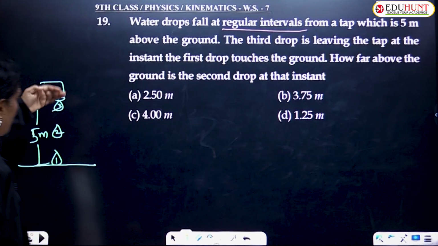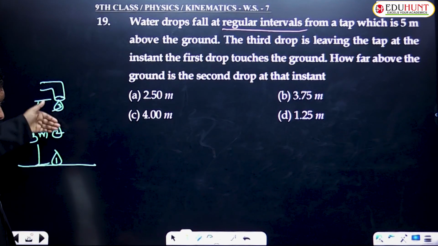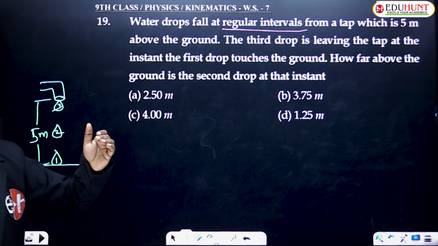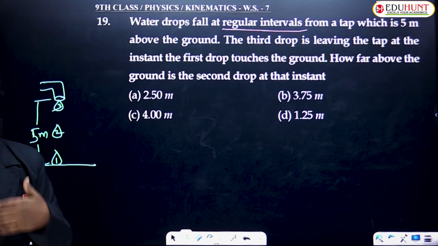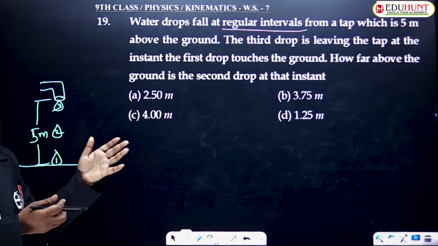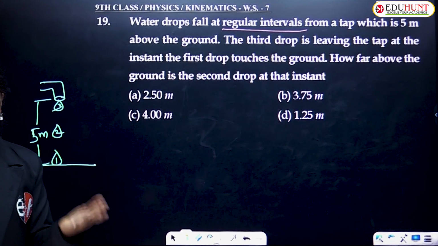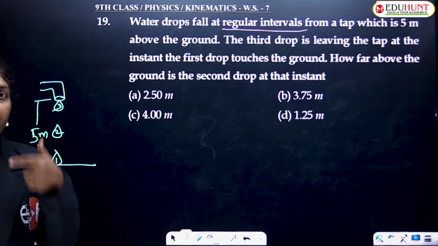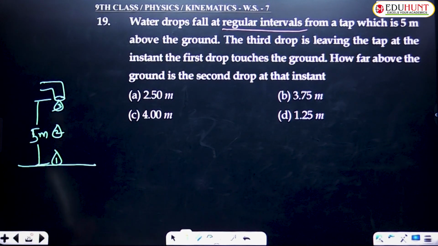Okay, suppose the first drop travels for t seconds, which means the second water drop also travels for t seconds. So the time fraction is the same. Say 1 second: every 1 second the next water drop comes, like that. So every fraction of time a water drop comes out. So that you need to remember.